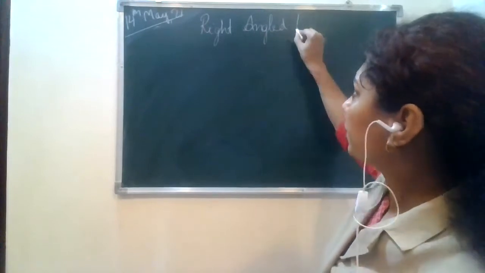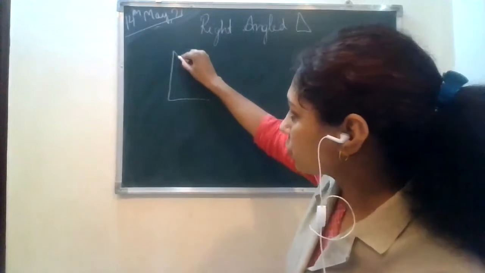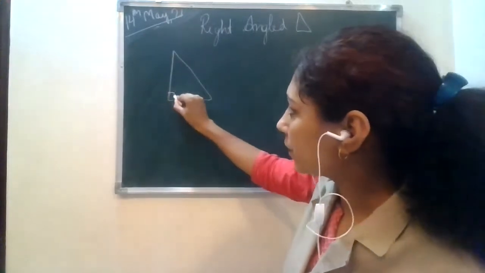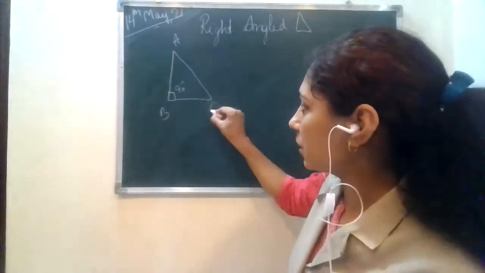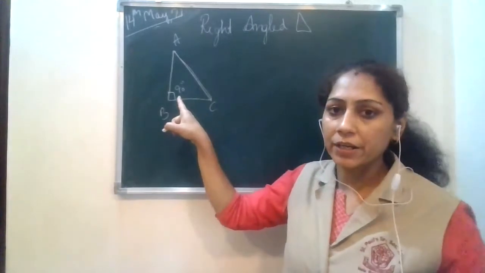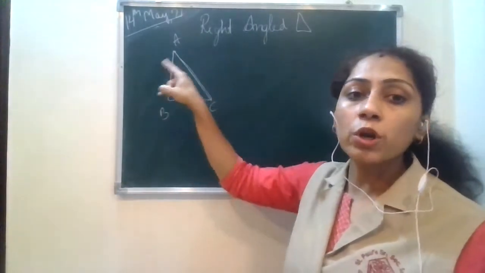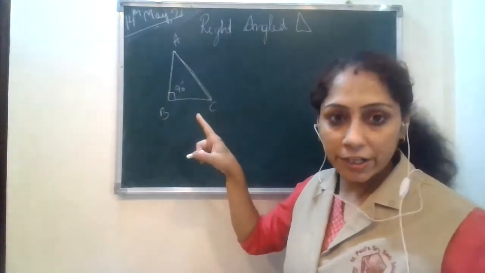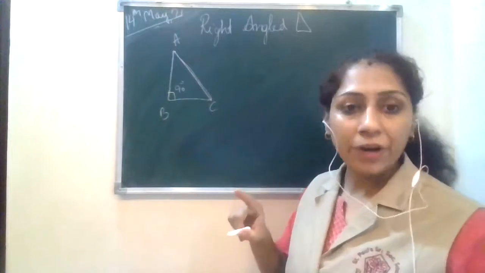A right angle triangle is a triangle in which one of the angles is 90 degrees, right? As you can observe, A, B, C, one of the angle measures is 90 degrees. Since I have drawn it, I ensure that this is 90 degrees. And the sum total of all the measures of the angles is 180 degrees. That is the property which I have taught you, the sum of angles of a triangle, right?